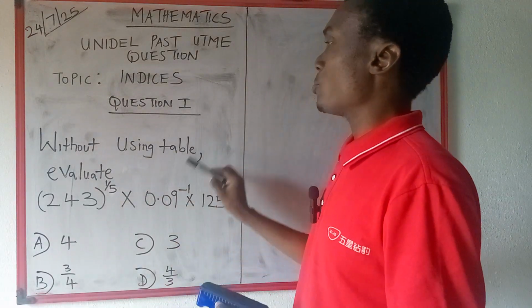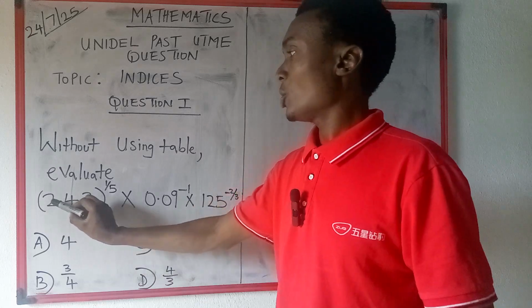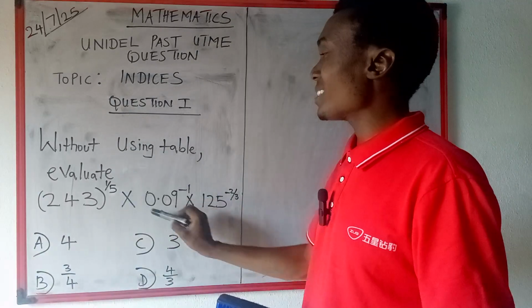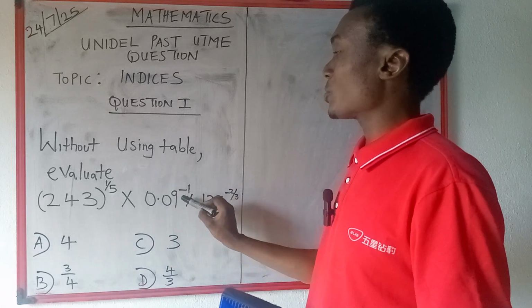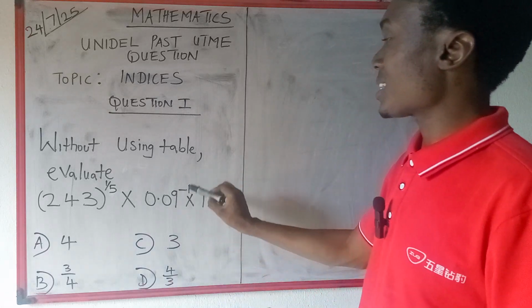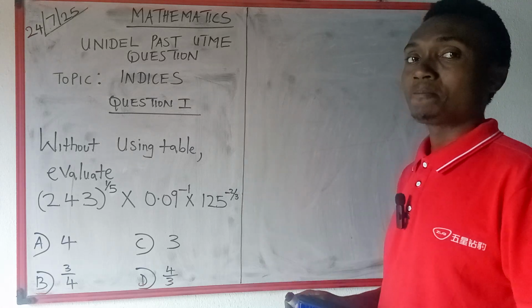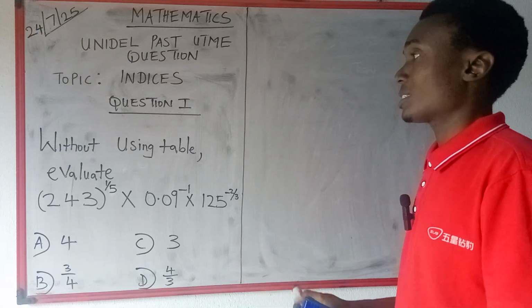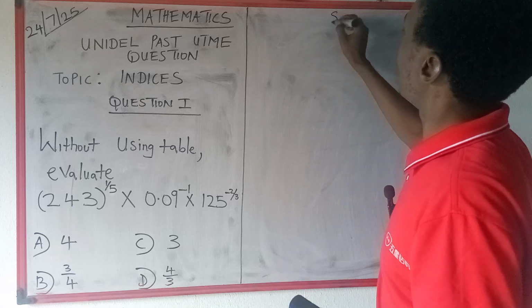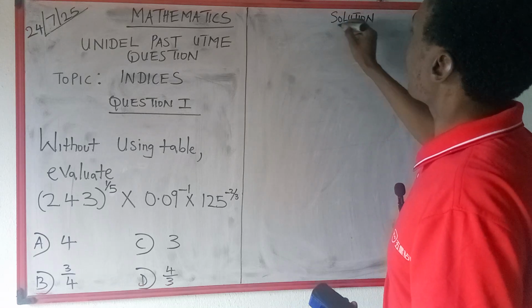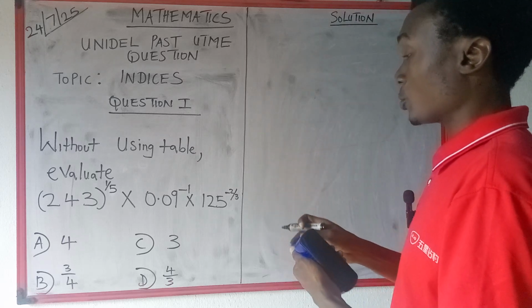Without using tables, evaluate 243 raised to the power of 1 over 5 times 0.09 raised to the power of minus 1 times 125 raised to the power of minus 2 over 3. So let's solve. Solution. Some basic things we're going to do.